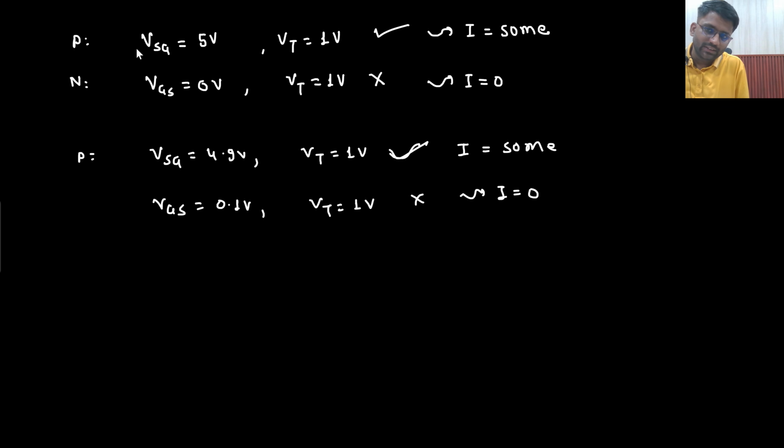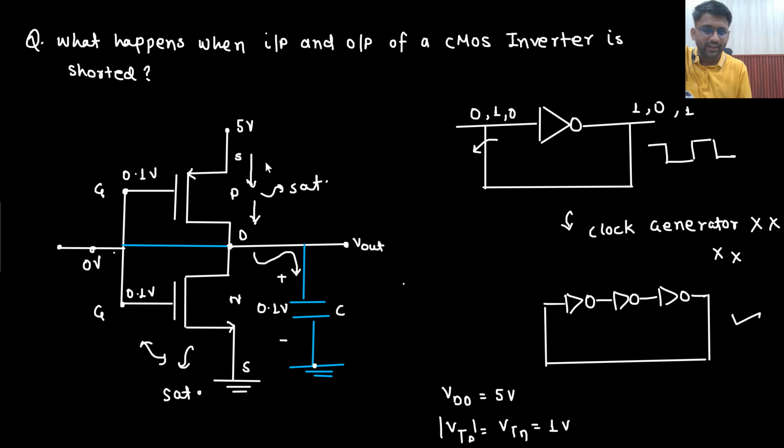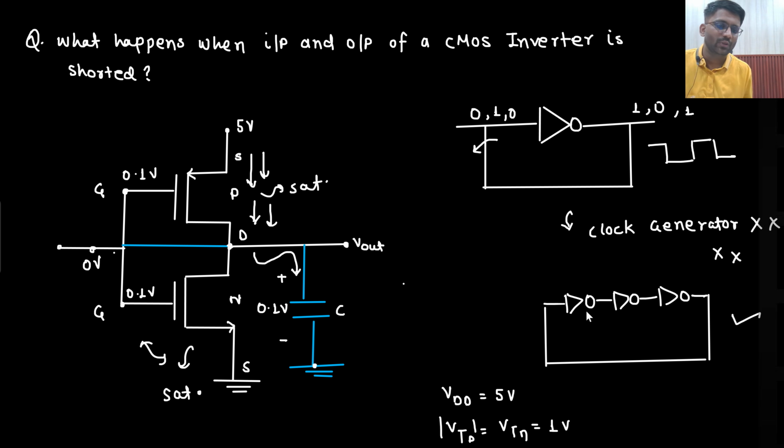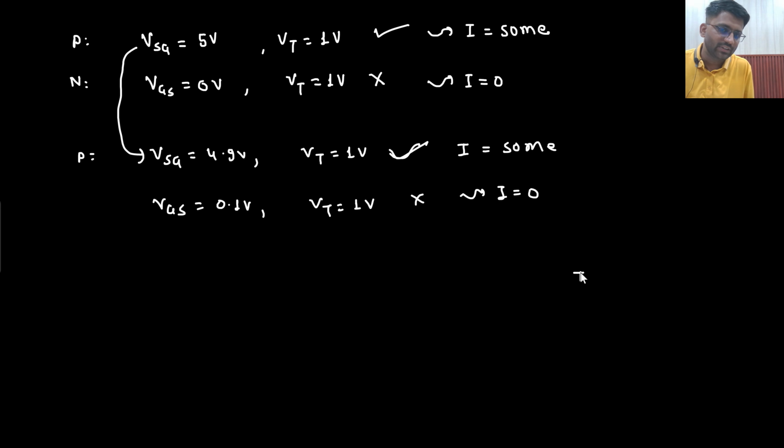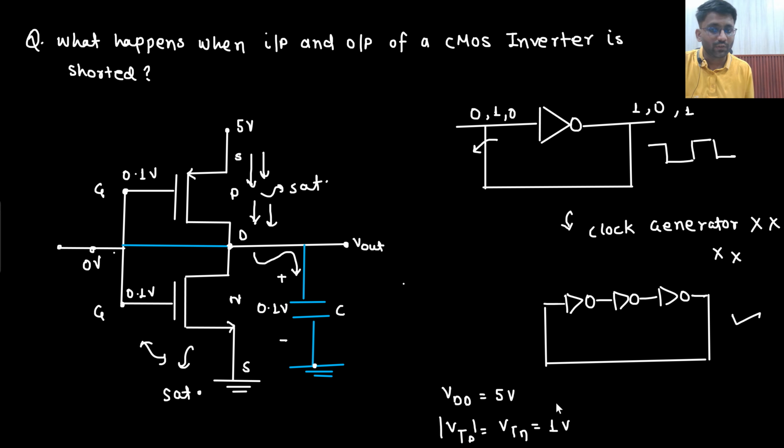Now since this VSG value has gone down, the value of current will go down. But the direction is the same, again from up to down only. Why is that so? Because what is the current equation in saturation region? Some parameter divided by 2 times VSG minus mod of VT, whole square. So as VSG value goes down, the value of current goes down. But the direction is the same.